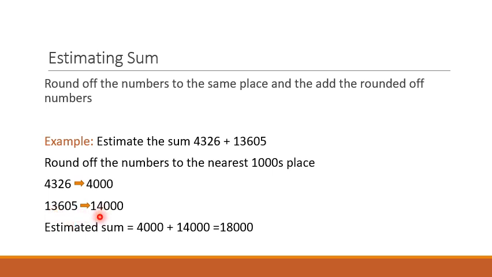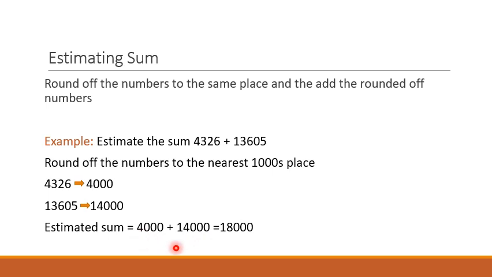So this 3 becomes 4 and the remaining digits become 0. So 13,605 is rounded off to 14,000. Now we add these rounded off numbers to find the estimated sum. So first we round off the numbers and then add the rounded off numbers.